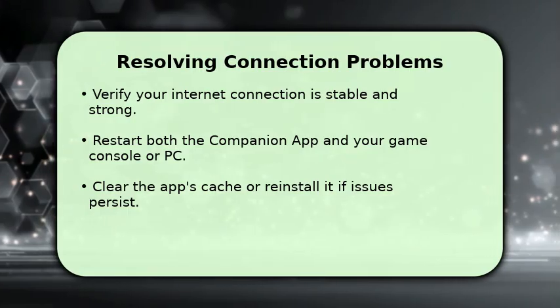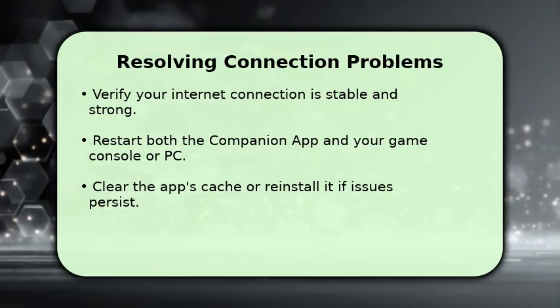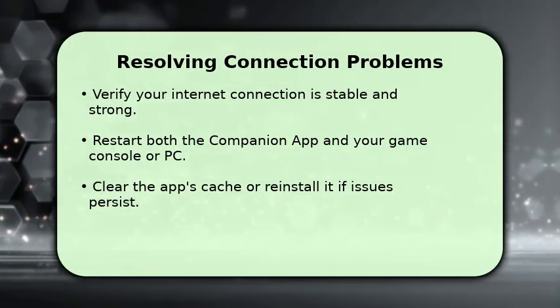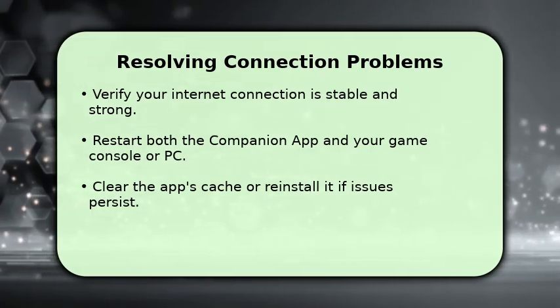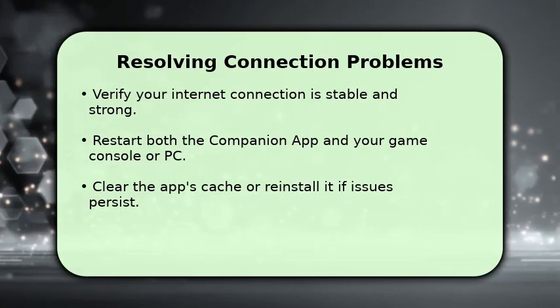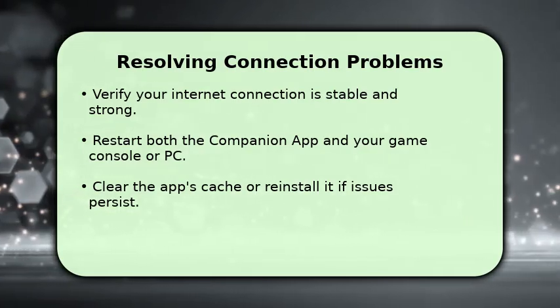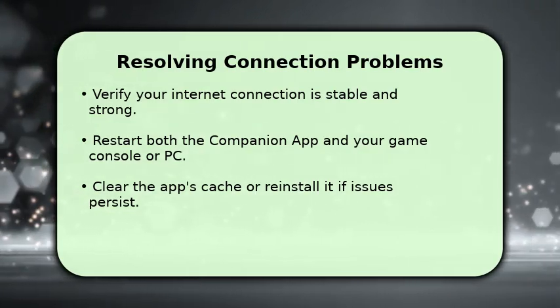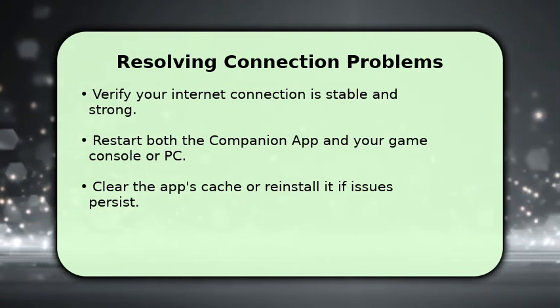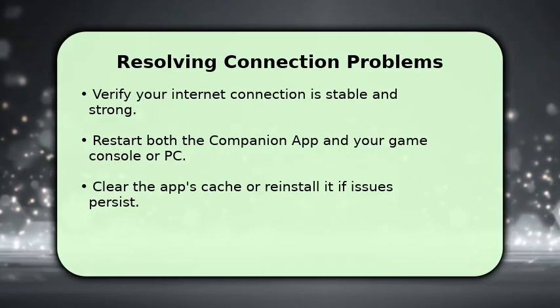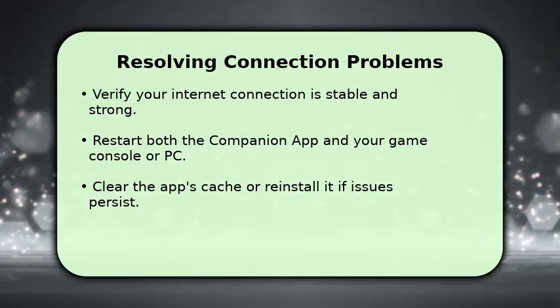Sometimes, you might encounter connection issues. First, verify your internet connection is stable and strong. A weak signal can cause problems. Next, try restarting both the Companion app and your game console or personal computer. If issues persist, clearing the app's cache or even reinstalling it can often resolve stubborn glitches, ensuring a smooth experience.